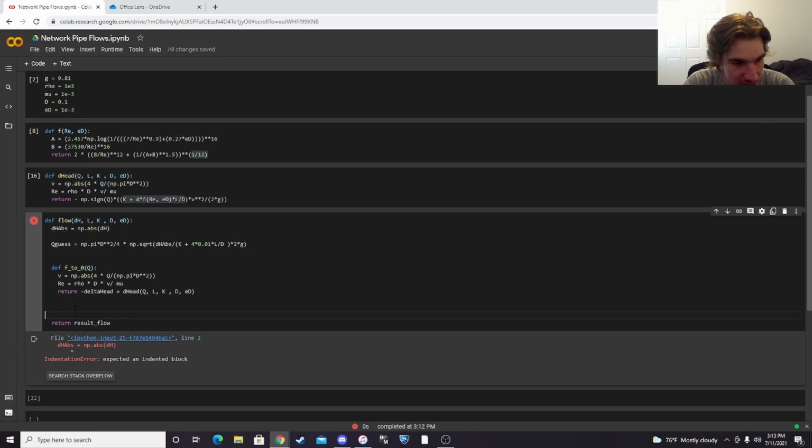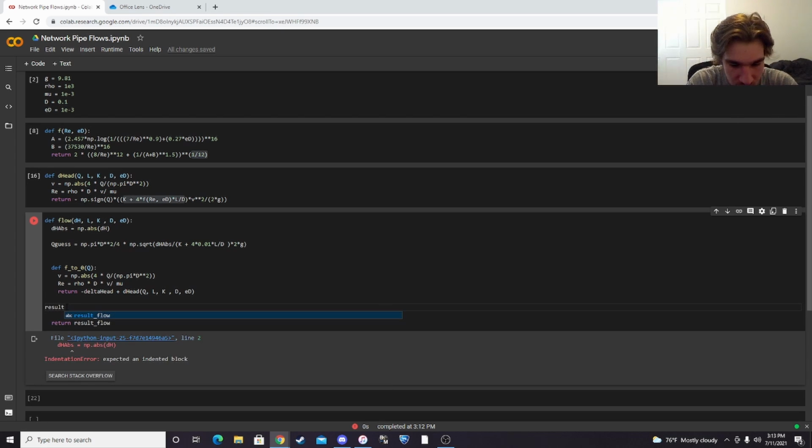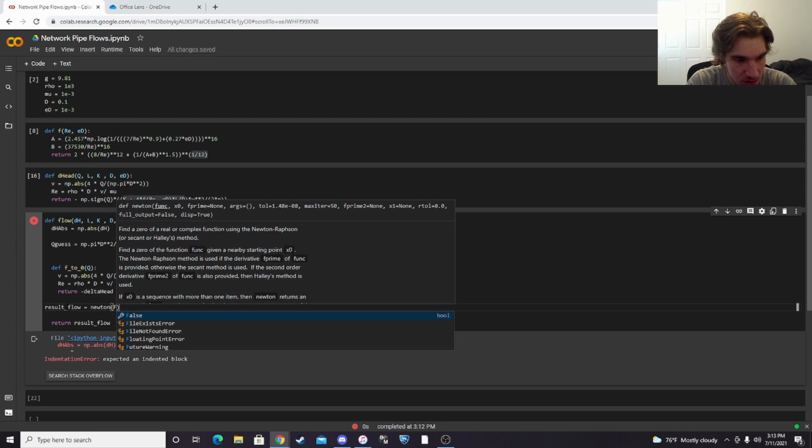And what we're going to do down here is we're actually going to be using our Newton function. So we'll get result flow is going to be equal to this Newton function, which we imported, and the function is going to be f to 0.